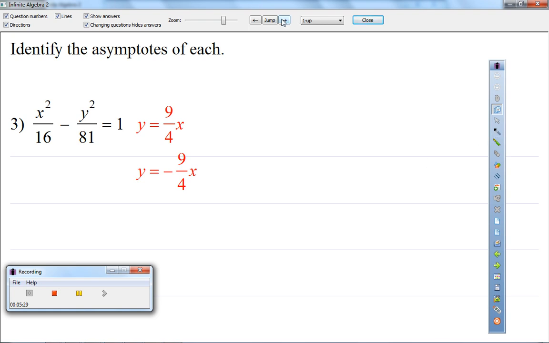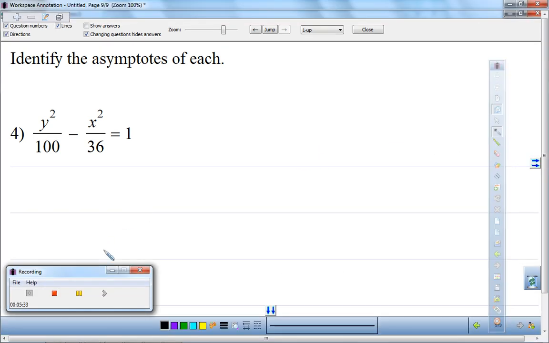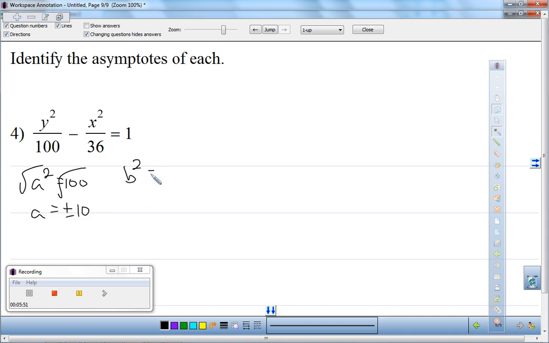Alright, let's do one more example. Here we have a squared is equal to 100. Again, a is underneath y in this case, but a always comes first with hyperbolas. Take the square root of both sides. A is equal to plus or minus 10. Then b squared is equal to 36. Take the square root, and b is equal to plus or minus 6.